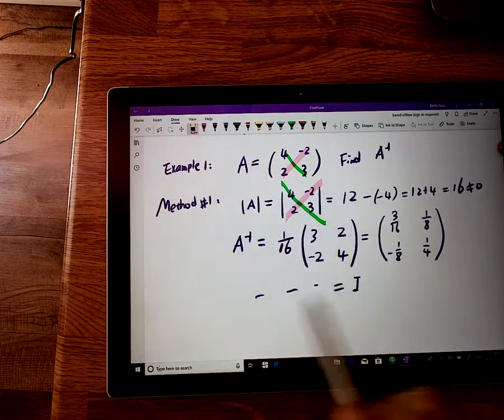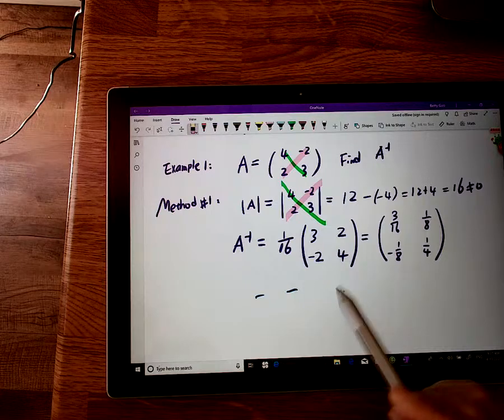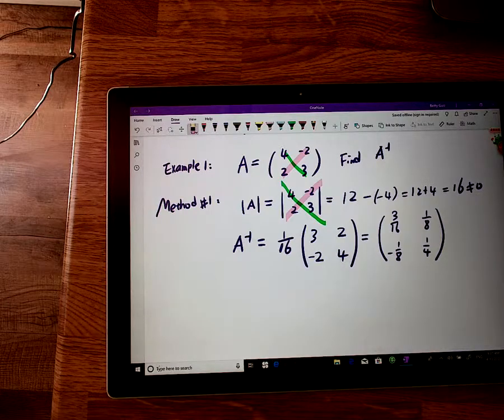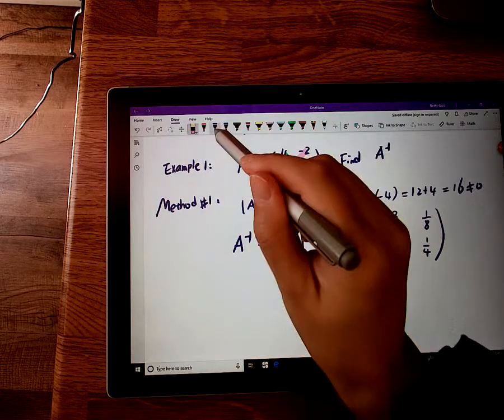All right, do you like this method? Very fast. This method is pretty fast. However, this method only applies to 2 by 2 matrices. Method 2.